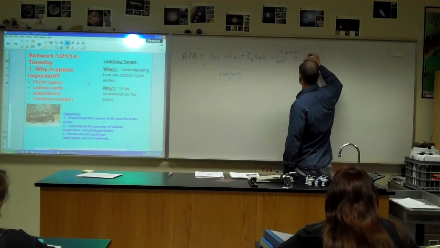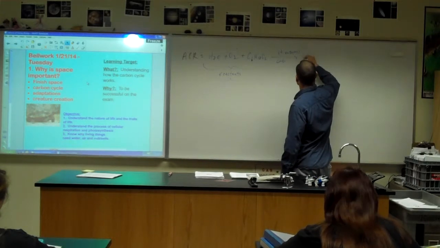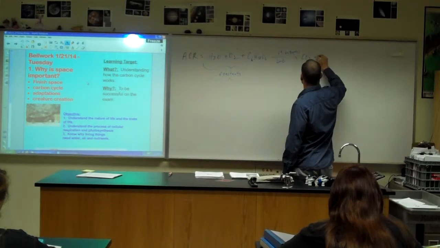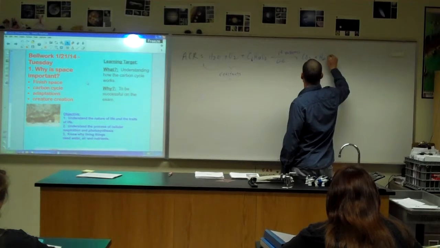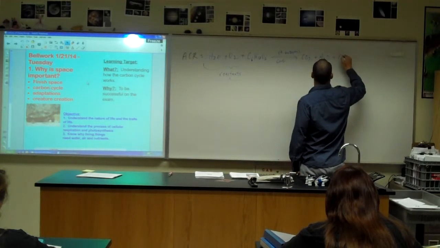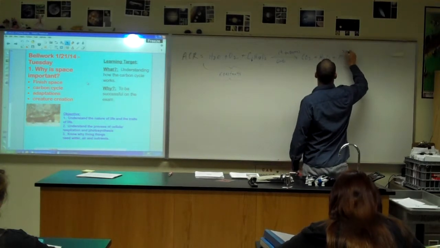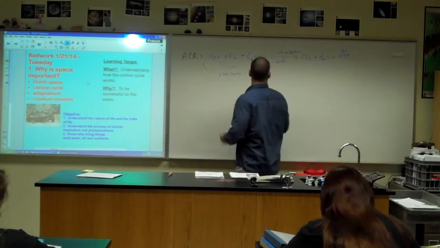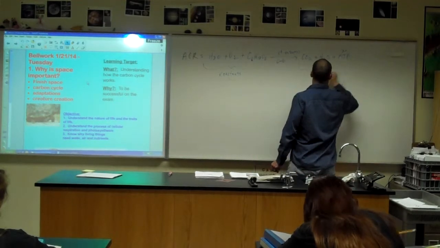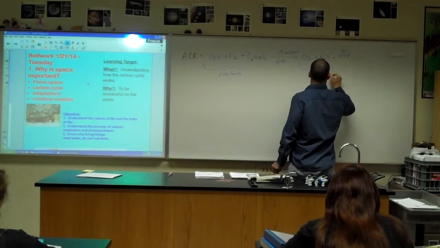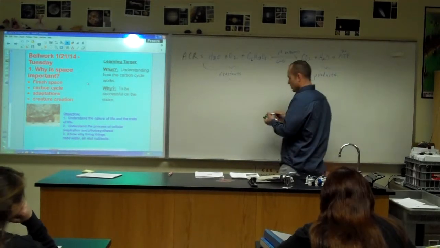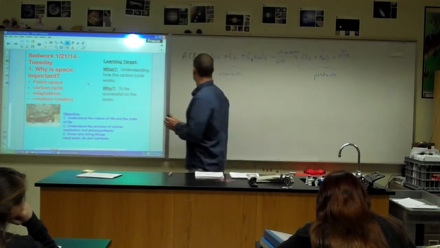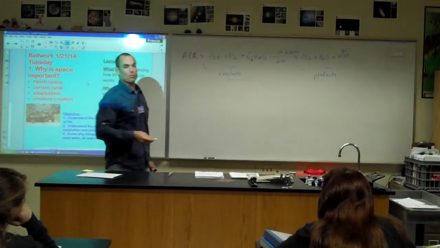Okay, so what are my products? Carbon dioxide. What else? Some new water and how much ATP? 36 molecules of ATP. Okay, these are our products. What's our other reaction? H2O plus. What is it called? Photosynthesis.